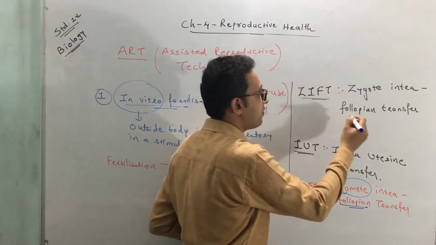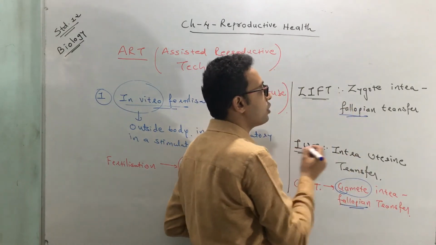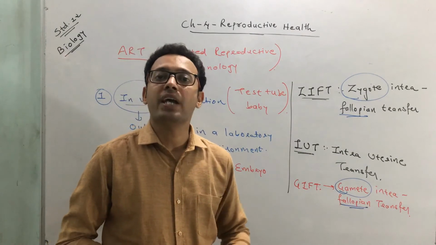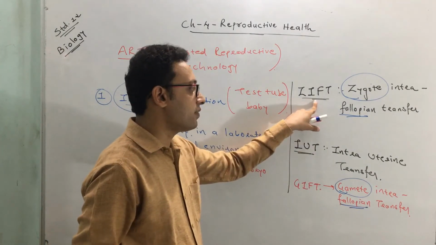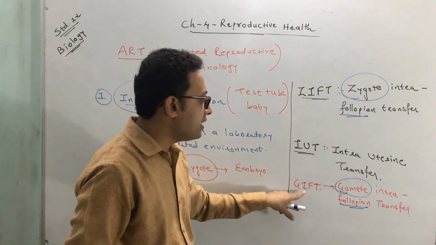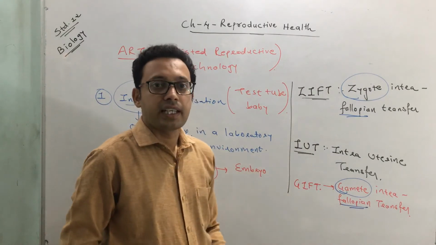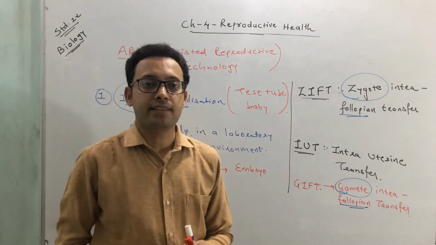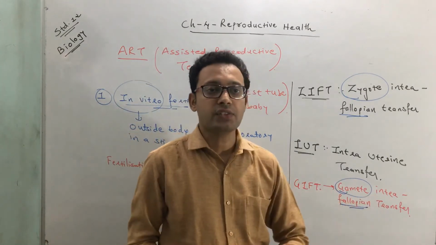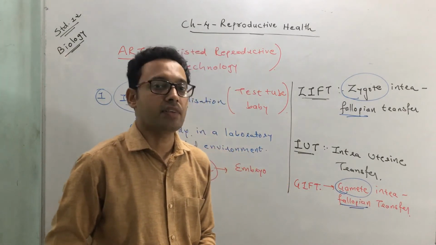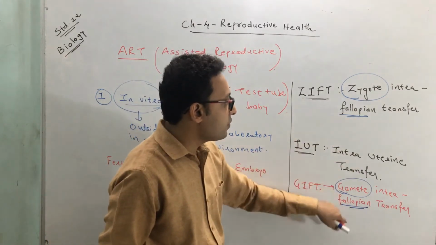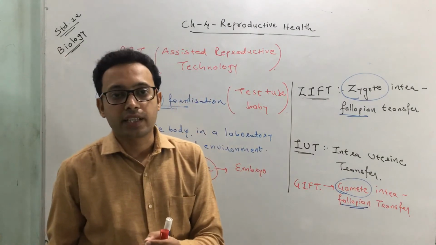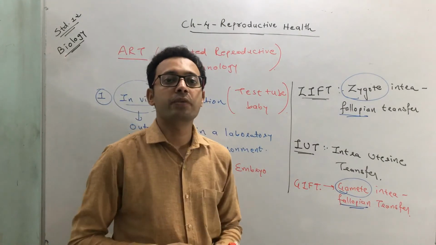Whereas in ZIFT, the transfer also takes place at the fallopian tube, but what is transferred is the zygote or the embryo up to 8 cells. So the difference between ZIFT and GIFT is that in ZIFT either the zygote or an embryo up to 8 cells is transferred, while in GIFT the gamete is transferred. Both are transferred into a fallopian tube.